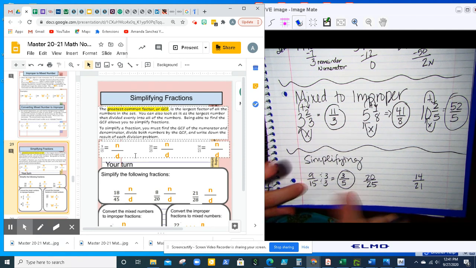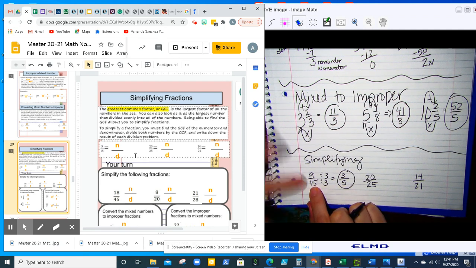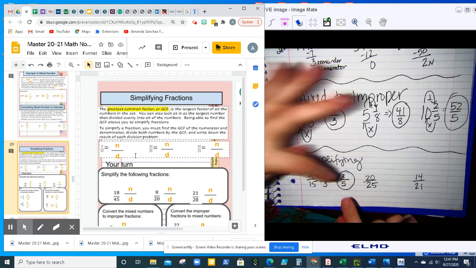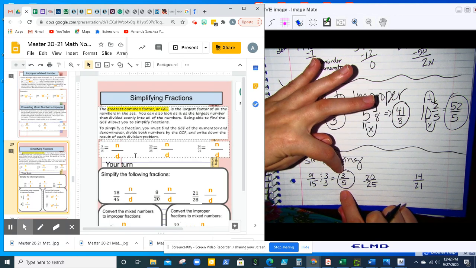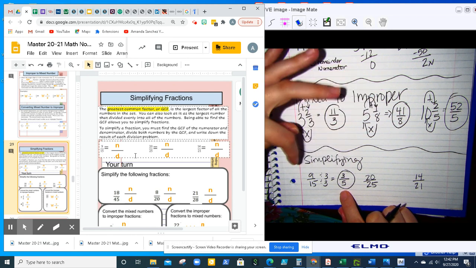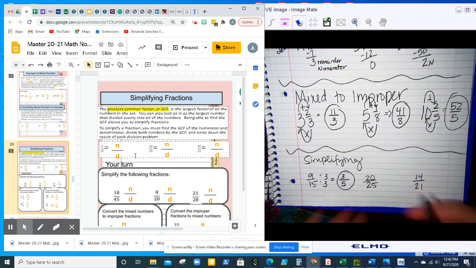Just imagine if you had a pizza cut up into 15 pieces and there's 9 slices left over, it would be the same exact size if that same pizza was instead cut up into 5 pieces and 3 of them are left. These are just bigger pieces, but it's the same amount of pizza.